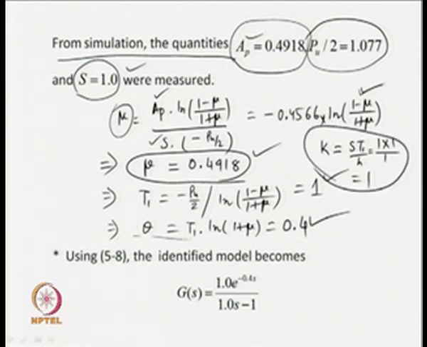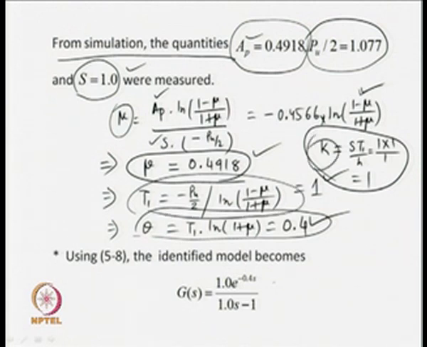Thus, the estimated values theta, T1 and k are found to be accurate, and thus the dynamics of the real time system, the unstable first order plus dead time system, has been found as G(s) is equal to 1 e to the power minus 0.4 s upon s minus 1.